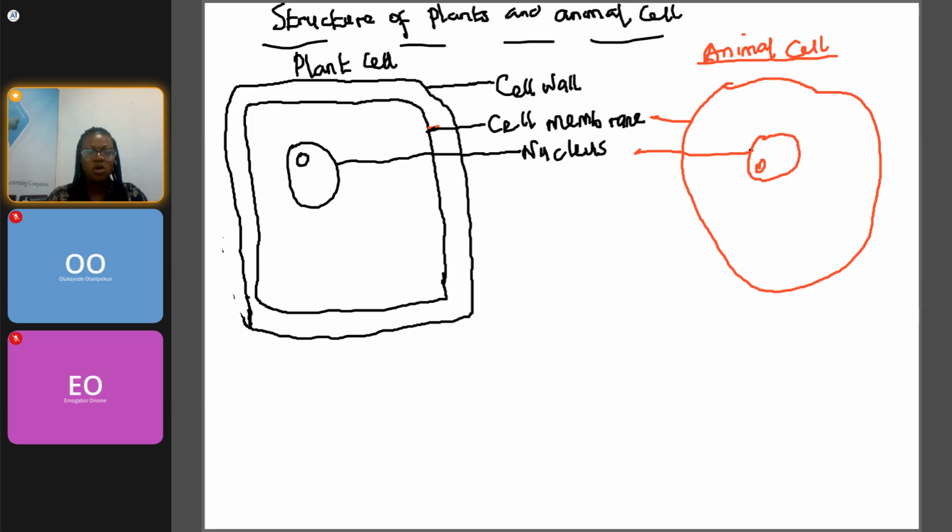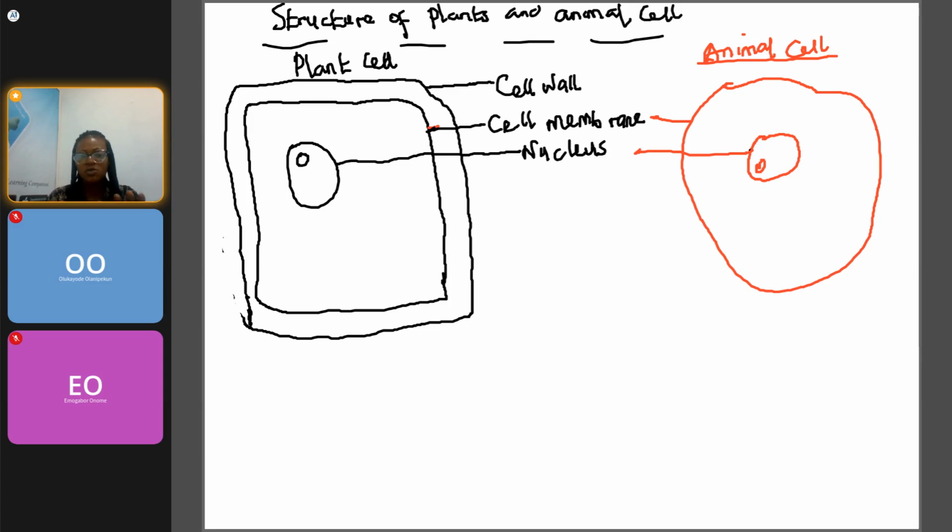What does the cell membrane do? It controls the movements of the components of the organs in the plant cell. That is the function of the cell membrane. It controls the movement of substances in and out. Of course, this is what we have. This is the structure. So whatever is going to move, it will be within this shape. So that is the cell membrane. It controls the movement of substances in the cell. That is for the cell membrane.